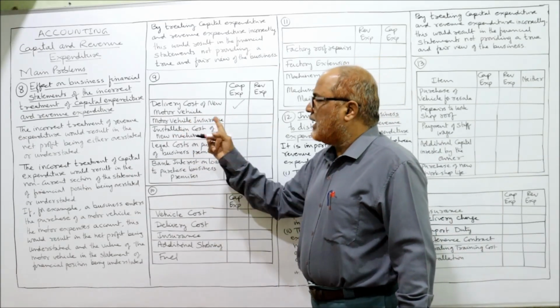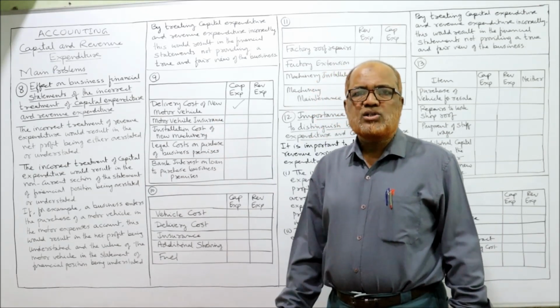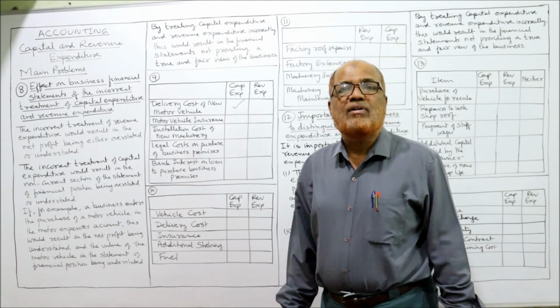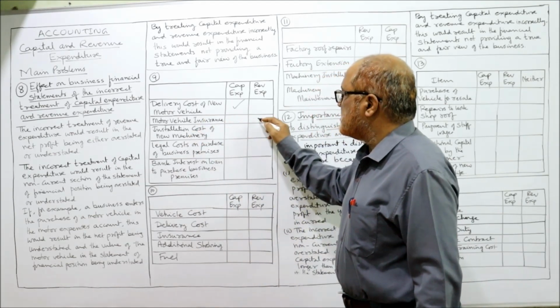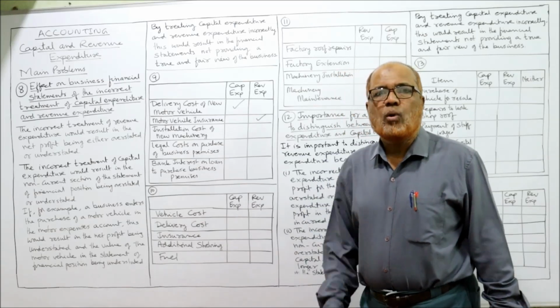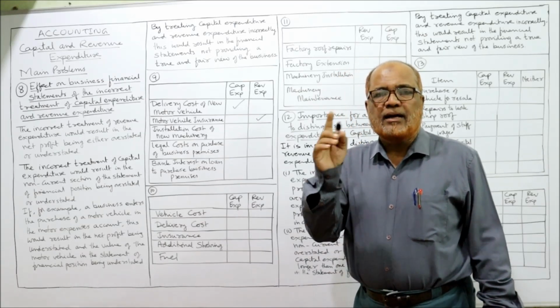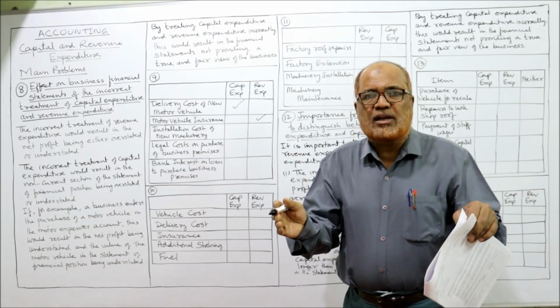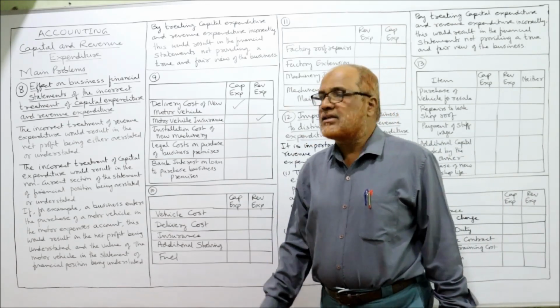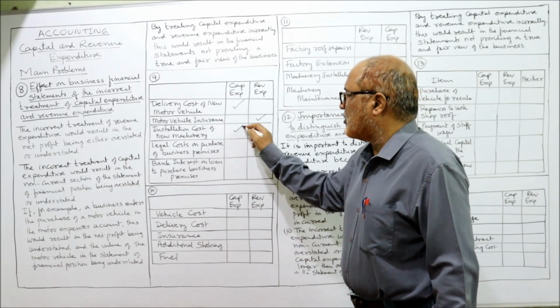Now, motor vehicle insurance. Insurance will not be taken once. It will be taken time to time. So it will be a revenue expenditure. Insurance is a revenue expenditure. Installation cost of new machinery, only one time. At the time of installation of the machinery, only once installation charges will be paid. It's a capital expenditure, installation cost.